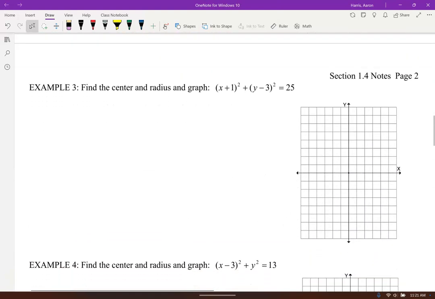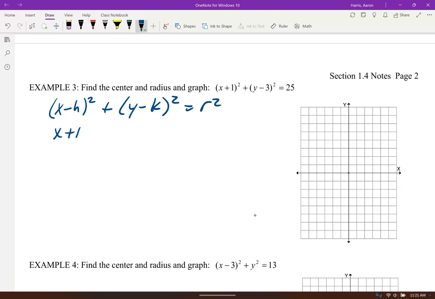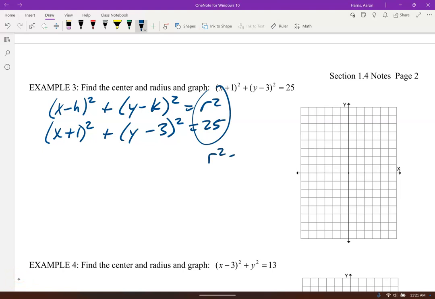Well, how about if you're given the standard form? And first of all, take a look at what's your radius here. So notice our r squared must be 25. So let's go ahead and solve for the radius. So the radius must be 5. Okay, that's number one.